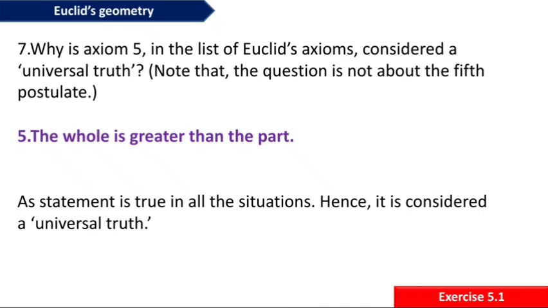So why are we calling this a universal truth? Because everyone accepts that, right? A statement that is true in all situations. For example, if you take your full hand, in the full hand you have parts, right? 5 fingers are there. So which is bigger? Your hand is bigger, or the parts, the fingers, are bigger?